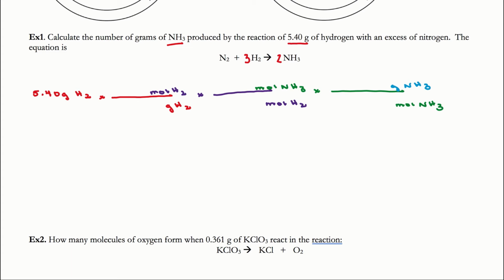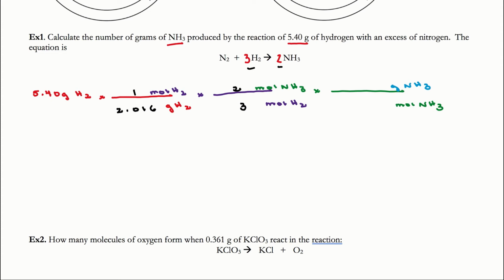Now, for grams to moles for hydrogen, I need my molar mass of hydrogen. Well, hydrogen is 1.008, but I have 2 of them. So the molar mass of H2 is going to be 2.016 grams for every 1 mole of hydrogen. For the mole-to-mole ratio between NH3 and H2, I have 2 moles of NH3 for every 3 moles of hydrogen because I'm using my coefficients.